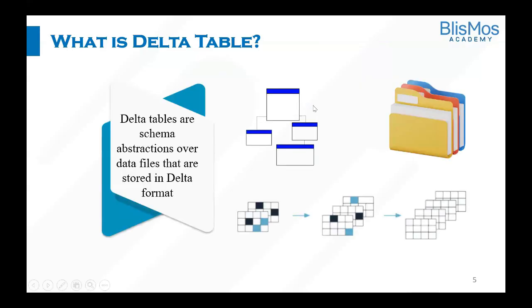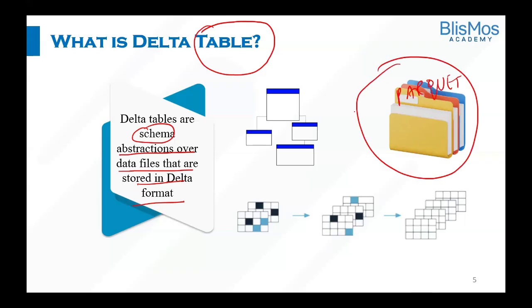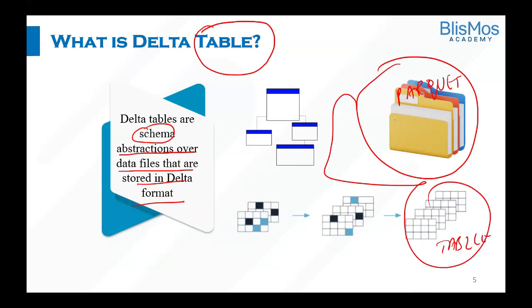Okay. So, Delta tables are the schema abstractions over data files that are stored in the Delta format. Pay attention here. When we discussed about OneLake, we said the data is stored in the Delta Parquet files, right? Now, I am referring to that as a table. You have a file that is a Parquet file that needs to appear as a table for you. So, in order to make these files appear as a table, delta tables come into picture.